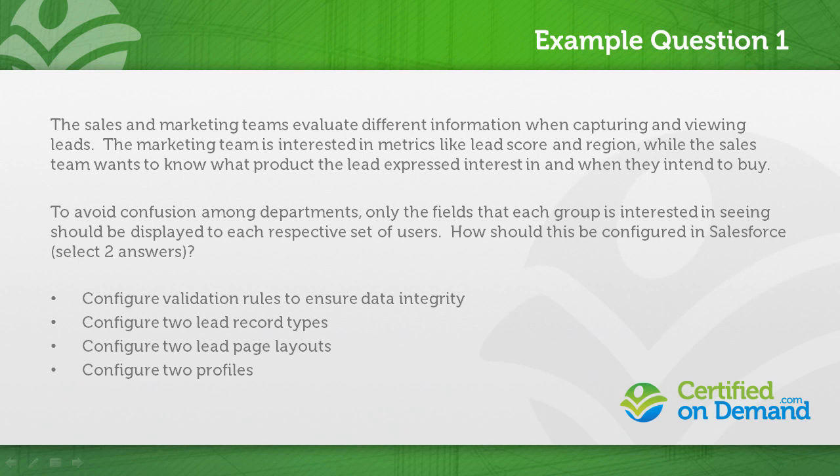The sales and marketing teams evaluate different information when capturing and viewing leads. The marketing team is interested in metrics like lead score and region, while the sales team wants to know what product the lead expressed interest in and when they intend to buy. To avoid confusion among departments, only the fields that each group is interested in seeing should be displayed to each respective set of users. How should this be configured in Salesforce?